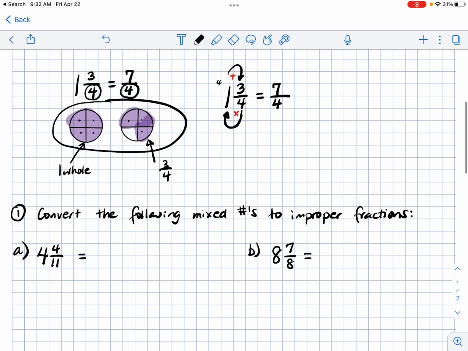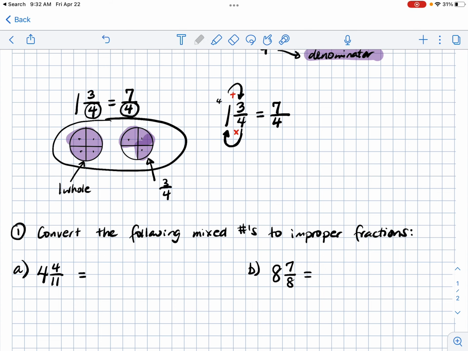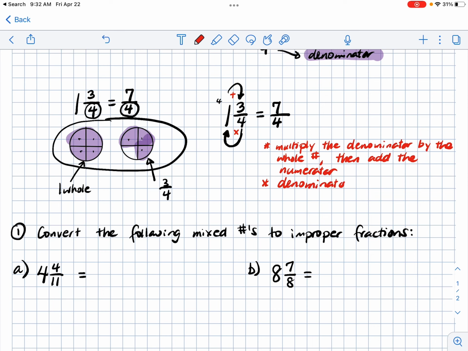As a reminder, and maybe I should write the note up here, when you're converting from a mixed number to an improper fraction, you multiply the denominator by the whole number. Then add the numerator. And remember, the denominator stays the same in both cases.